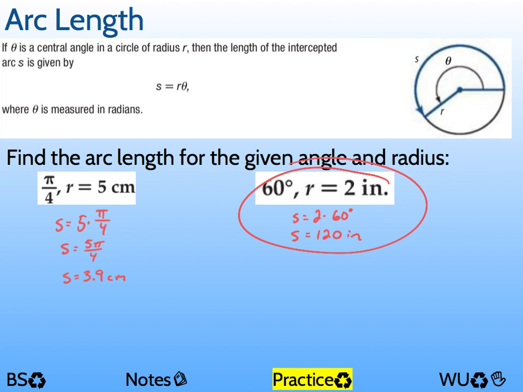Hopefully you all noticed I made a problem right here when I used 60 degrees, because this formula says that theta has to be in radians. So, let's try this one again and erase this, shall we?